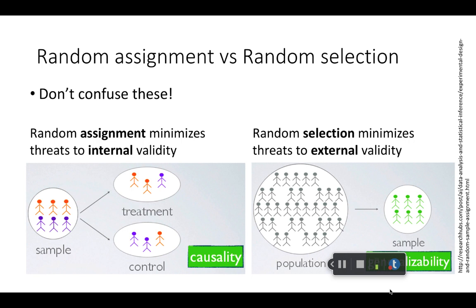Random selection, on the other hand, is done again to minimize threats to external validity. Now we do this by starting with a population, a target population that we want to generalize to, and we draw a sample using probability theory that is representative of that population so that we can use information on that sample to make generalizations about the population.